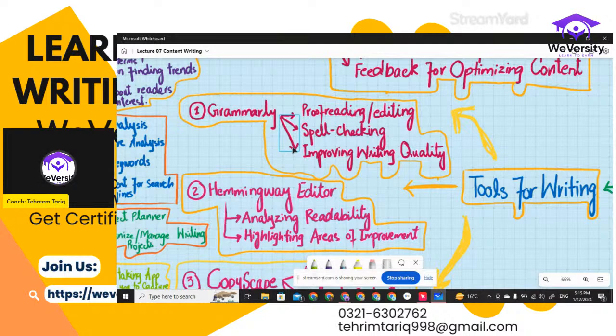So it is a kind of proofreading and editing tool, and you can have all the Chrome extensions of this tool as well, and you must have the extension of this tool in your MS Word as well, so that it may improve your writing abilities. It keeps a check on your spelling mistakes, and it improves the writing quality of a person.